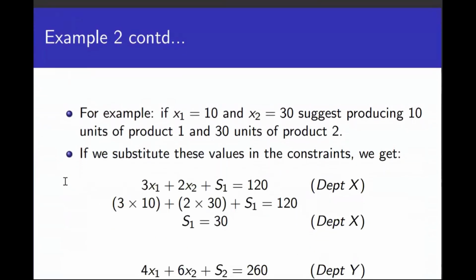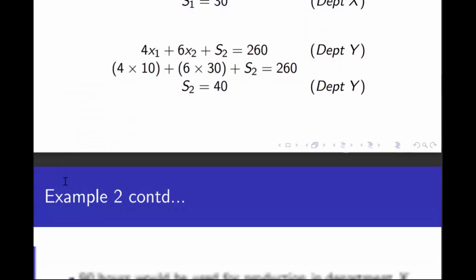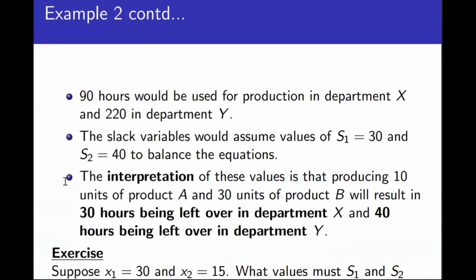For example, if x1 is equal to 10 and x2 is equal to 30, this suggests producing 10 units of product 1 and 30 units of product 2. If we substitute these values in the constraints, we get that s1 is equal to 30, s2 is equal to 40. 90 hours will be used for production in department X and 220 hours in department Y. The slack variables will assume the values of s1 being 30 and s2 being 40 to balance the equation. The interpretation of these values is that producing 10 units of product A and 30 units of product B will result in 30 hours being left over in department X and 40 hours being left over in department Y.